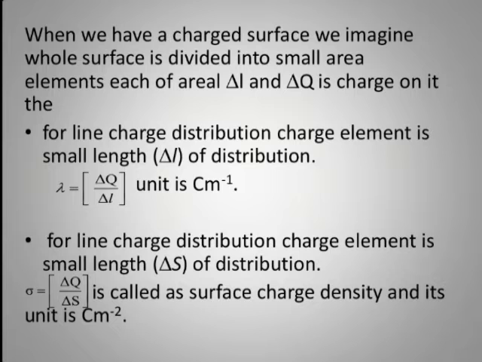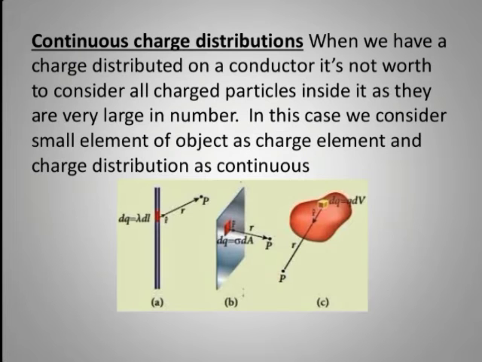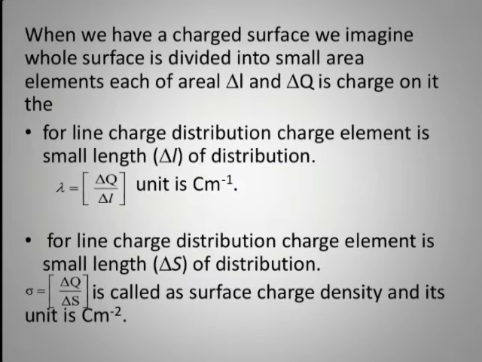In the same way, if I consider linear charge distribution, lambda is equal to delta Q divided by delta L. So you're understanding, if I consider a small length of the rod, that small length has got a small amount of charge. So this is something called linear charge distribution. Next, surface charge distribution.